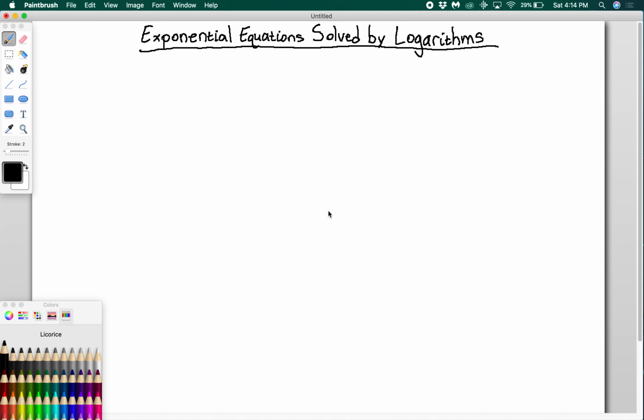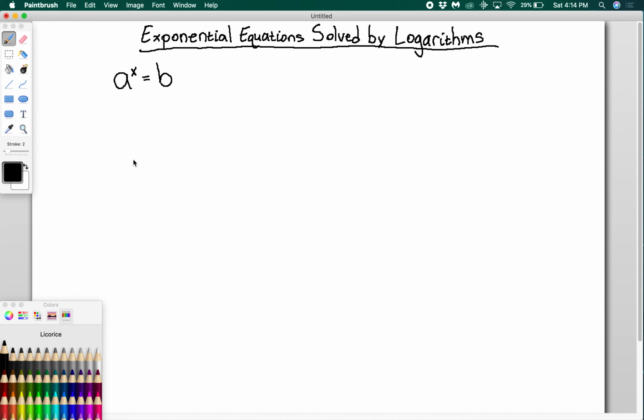In this video, we're going to talk about how to use logarithms to solve exponential equations. So an exponential equation is something like this: if I have a to the x equals b. Now, I already know how I can get rid of a power, right?